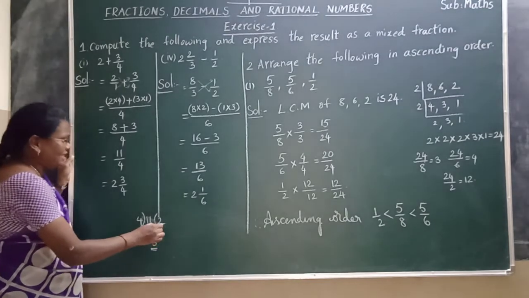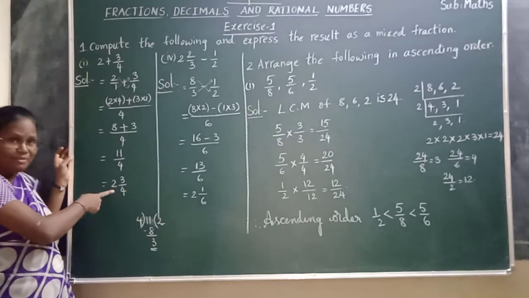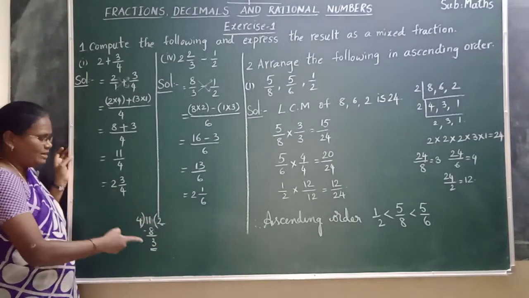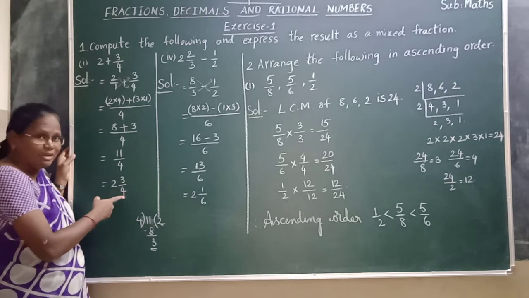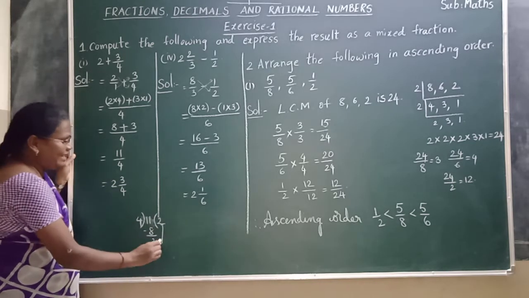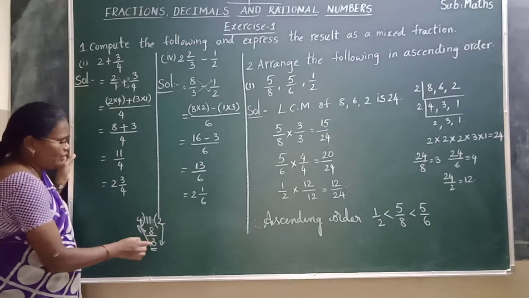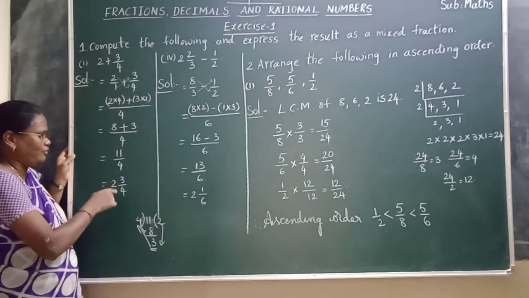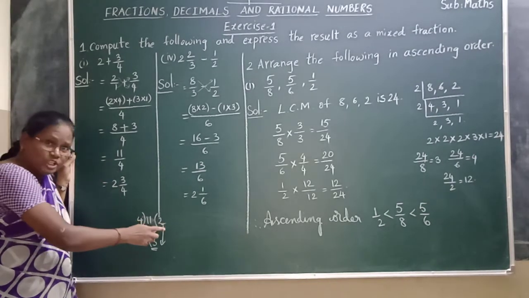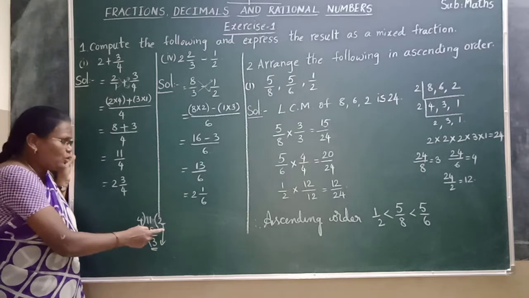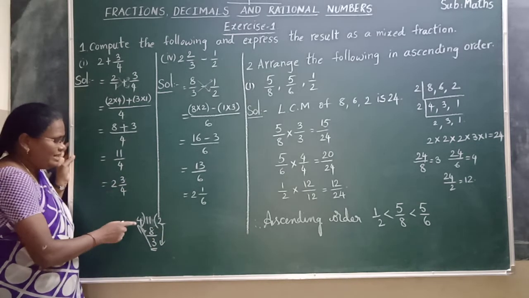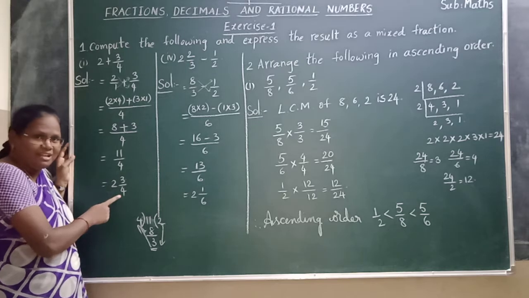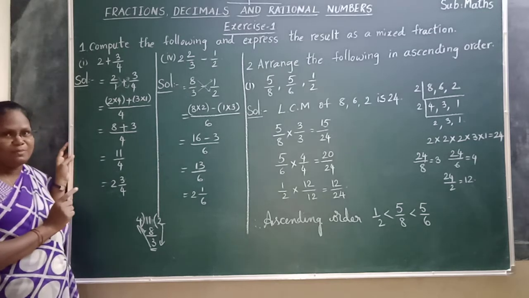Here this 2 is the whole number. Quotient is the whole number. This remainder is the numerator. Divisor is the denominator. So it is written like this: 2 and 3 by 4. 2 is the quotient. Quotient we write as the whole number, remainder we write as the numerator, divisor we write as the denominator. This is one example for you.